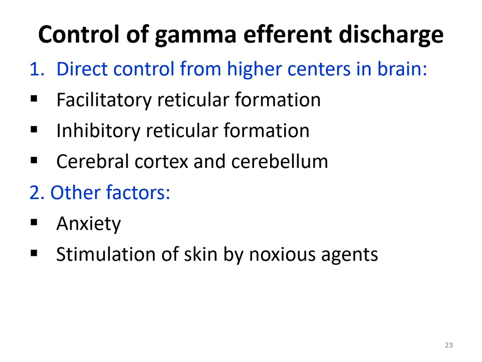The facilitatory reticular formation stimulates the gamma efferents, while the inhibitory reticular formation from the higher centers inhibits the gamma efferent neurons. The cerebral cortex and cerebellum inhibit the gamma efferent activity by inhibiting the facilitatory reticular formation. Other factors like anxiety can also affect the gamma efferent discharge. It basically increases the gamma efferent discharge, and this is the reason that in anxious individuals there can be hyperactivity of the tendon reflexes. Even the stimulation of skin by a noxious agent can facilitate the gamma motor neuron activity.